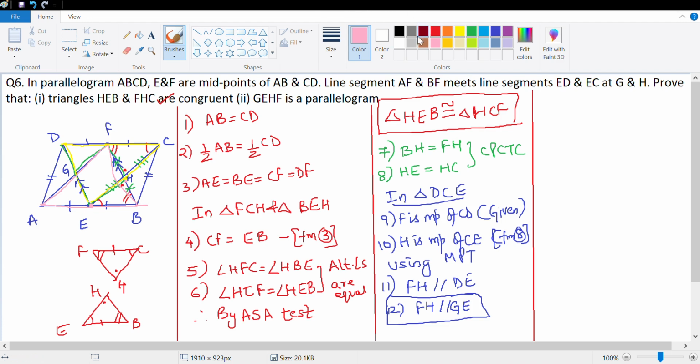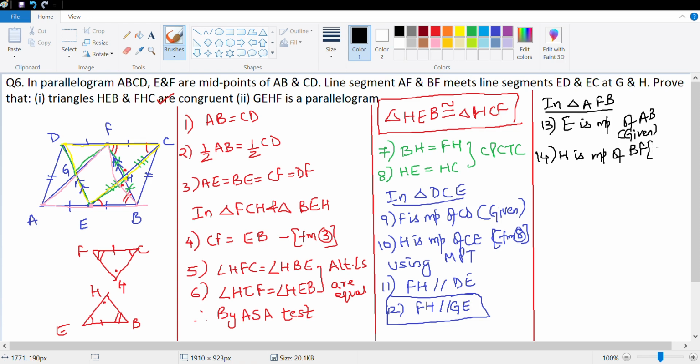So let's start writing this answer now. So in triangle AFB, number 13 would be E is midpoint of AB. This is given. And number 14 would be H is midpoint of BF. And where did we get it? We got it from 7, because BH and FH were equal.